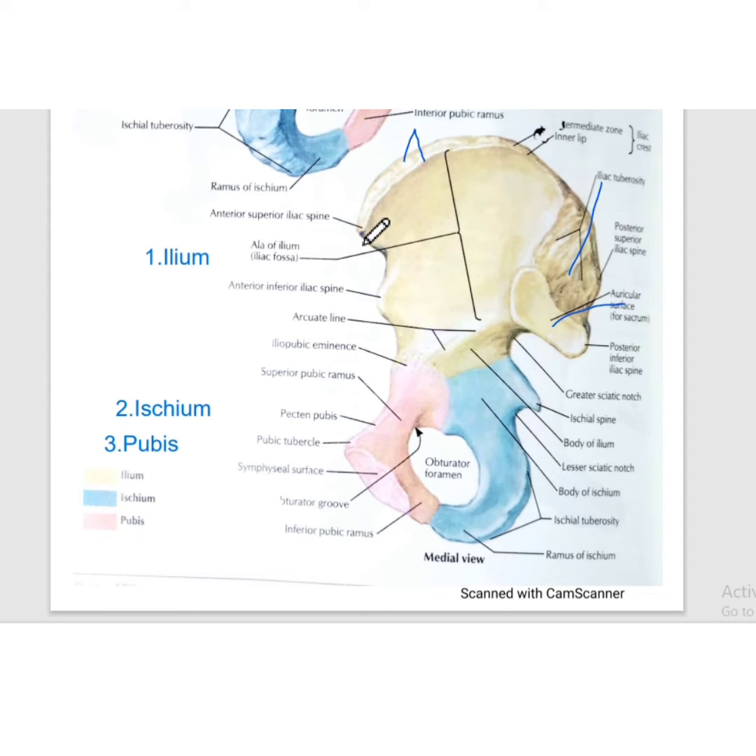This iliac crest ends at both ends by forming spines. This upper spine, which is directed superiorly and anteriorly, is called the anterior superior iliac spine. Inferior to this spine, there is another spine which is called the anterior inferior iliac spine. Posteriorly, there are also two spines which are named the posterior superior iliac spine and the posterior inferior iliac spine. Inferior to the posterior inferior iliac spine, there is a notch.